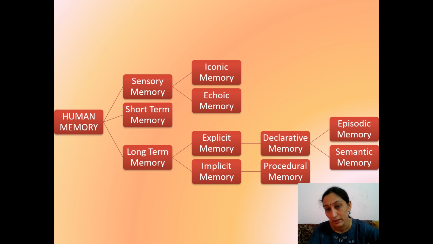Echoic memory: when you hear a sound or a music or a lyric, you immediately get connected with the memory of that particular song or dialogue, etc. So the immediate memory which comes into your mind, which is registered into the brain by hearing, is called echoic memory.